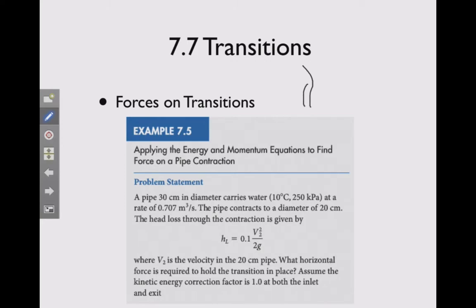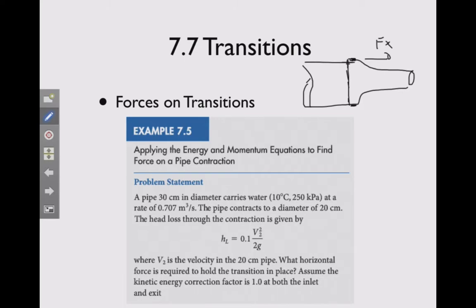Let's see, we've got a pipe contraction here. It's a bad diagram. But we've got a contraction here, and we're looking for the force here in the x direction that's required to hold this in place if, say, we had some sort of weld or something that's holding this little nozzle piece onto this pipe. So that's basically what the picture in the book looks like. It's a little bit prettier than that.